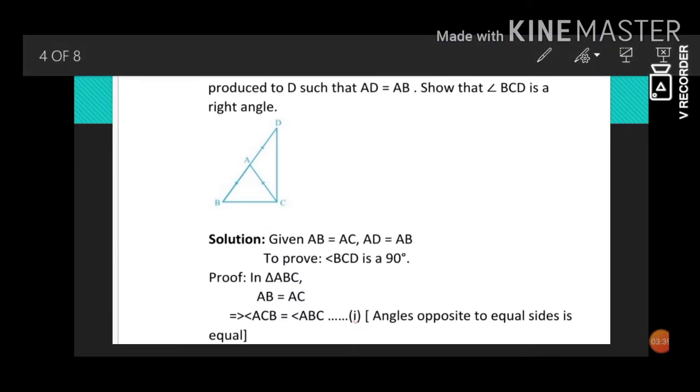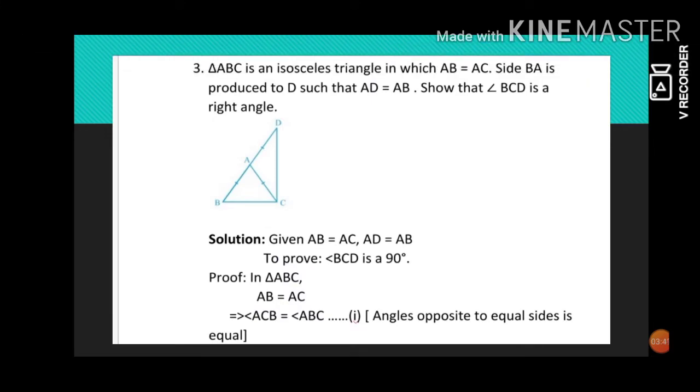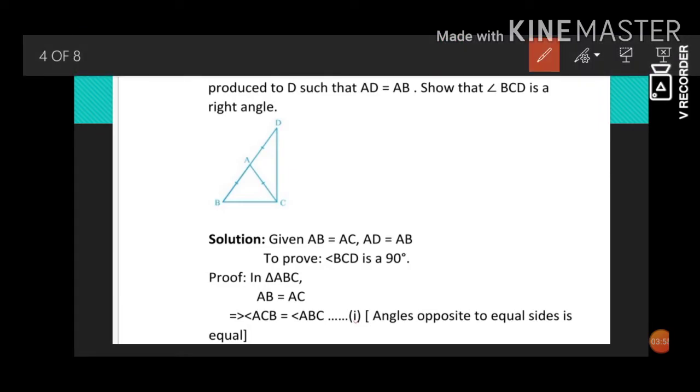The third question is: triangle ABC is an isosceles triangle with AB equal to AC. Side AB is produced to D such that AD is equal to AB. Show that angle BCD is a right angle. So here AB equals AC and AD equals AB is given. We have to prove that the angle at C is 90 degrees.